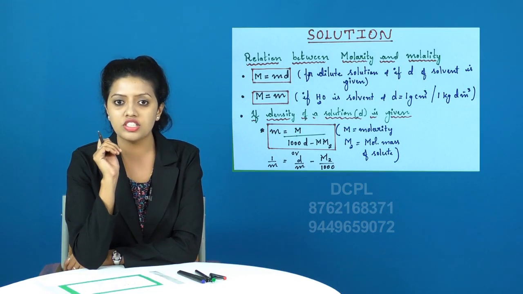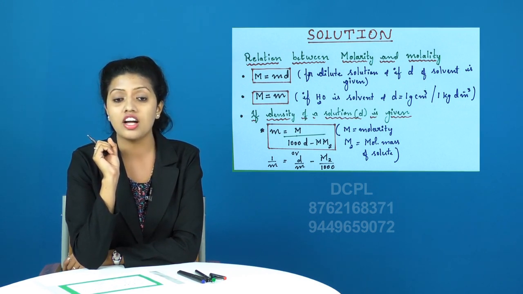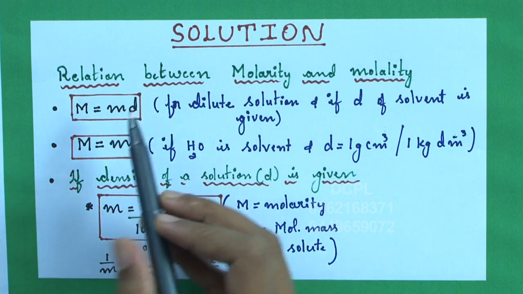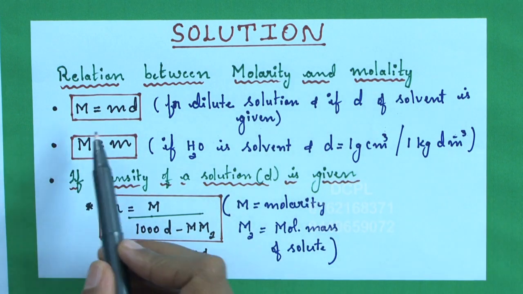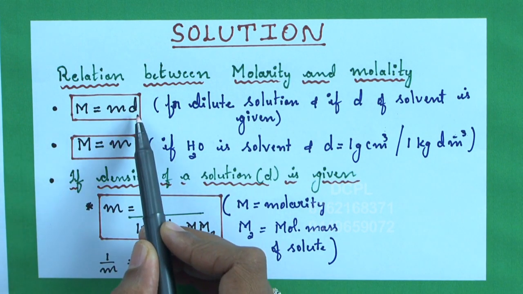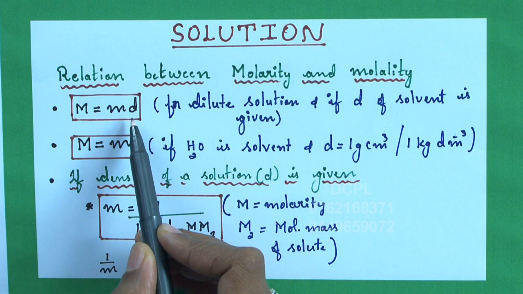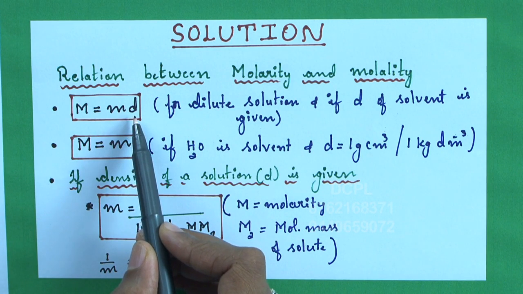Now let us look into various expressions of concentration, how they are related to each other, and how we can adopt them while solving problems. Firstly, the relation between molarity and molality. The first relation is molarity is equal to molality into density. This relation is applicable only for dilute solution and if the density of the solvent is given.